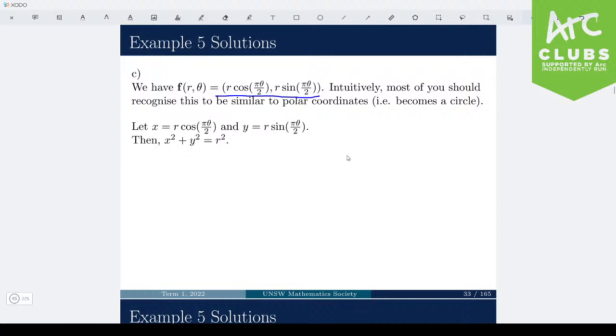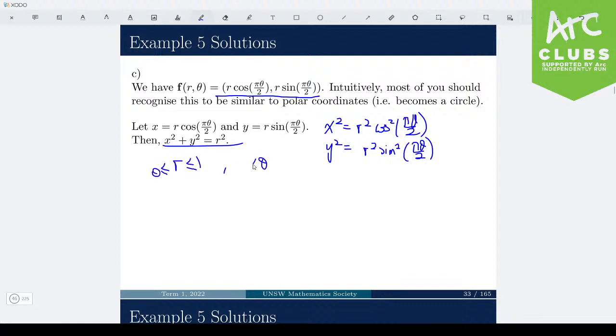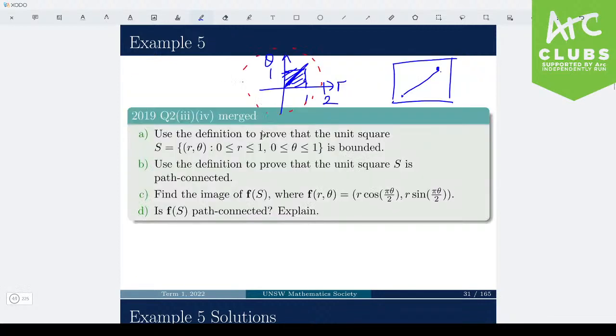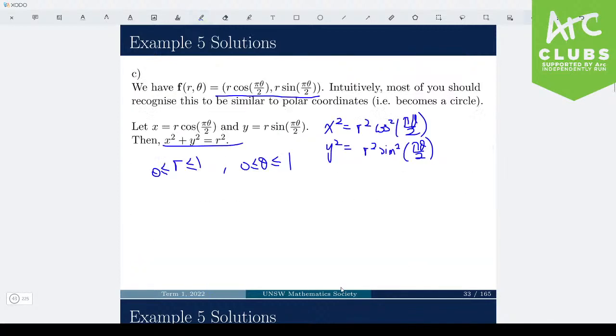Then x squared plus y squared equals r squared, right? If you just square x, you would get r squared cos squared(pi theta on 2). Y squared equals r squared sine squared(pi theta on 2). Add the two equations together, then cos squared plus sine squared equals 1. So you just have this circle here with radius r. Okay. But furthermore, note that again we had the conditions that r ranges from 0 to 1 and theta ranges from 0 to 1, from up here. And so our angle can't range the full circle. It only ranges from 0 to pi on 2. And furthermore, our radius ranges anywhere between 0 and 1. So what we really have is just the first quadrant.